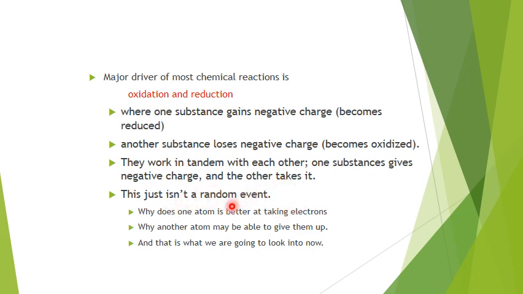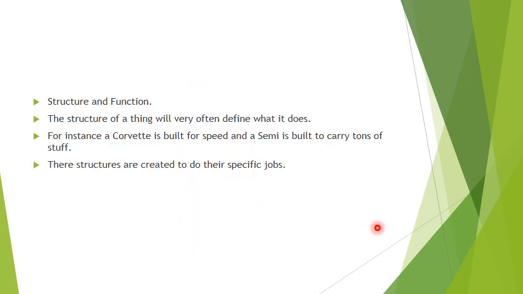What we want to know is, if it's not random, then what is the specificity behind it? Why are some atoms better at taking electrons, and why are some better at losing electrons? That's what we're going to start looking at now. So one of the key things that's going to help us focus on this is the relationship between structure and function.